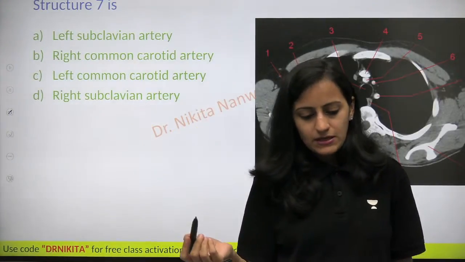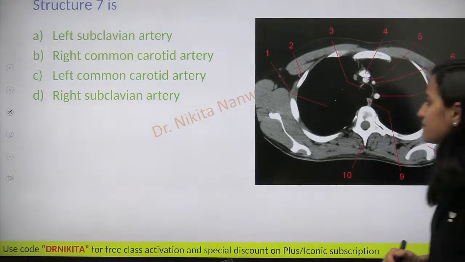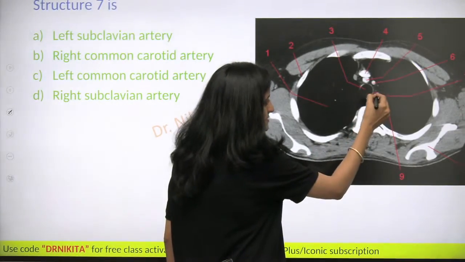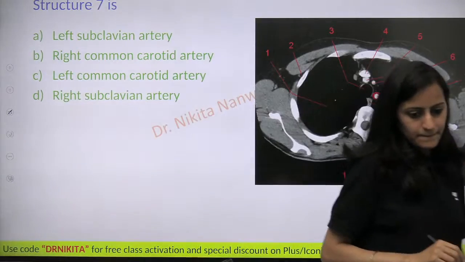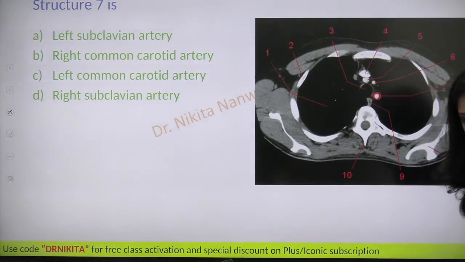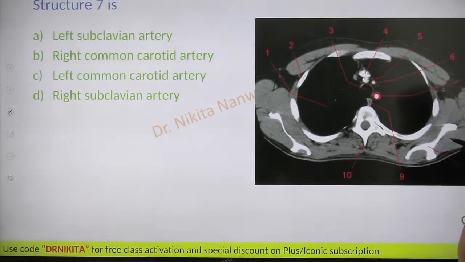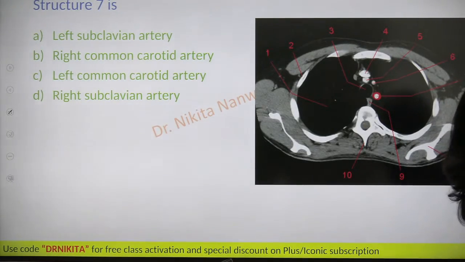Let's go to the next question. Structure labeled 7 is which of the following? Which is the structure labeled 7? This is the structure labeled 7. So what is this structure here? What do you think is that structure labeled 7?